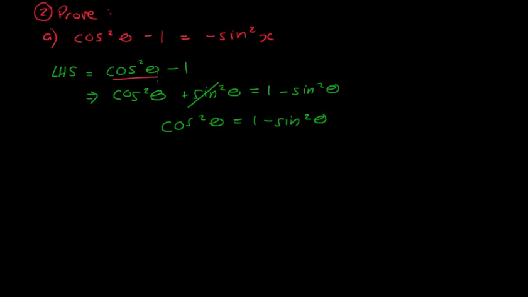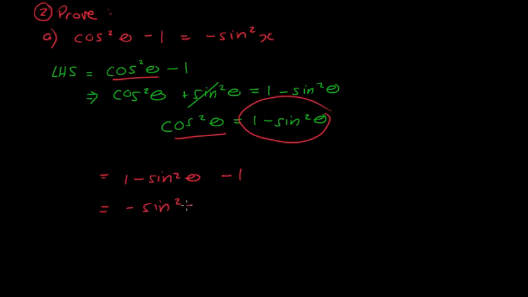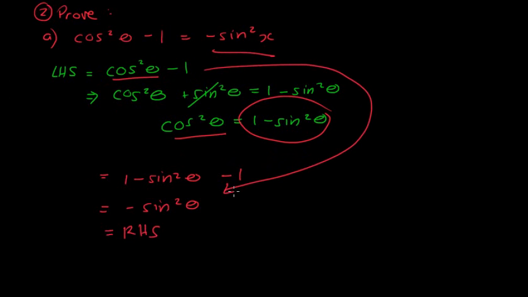Now, I've got a cos squared theta there, and I've got a cos squared theta there. So let's substitute this into my cos squared theta. I'm going to put there 1 minus sine squared theta, and I've got minus 1 there. 1 minus 1 is 0, so I'm left with minus sine squared theta, which is equal to my right-hand side there. There are lots of different ways to do these questions; I'm just showing you one particular way. So again, I started with my left-hand side and worked it out until I had the same thing on my right-hand side.